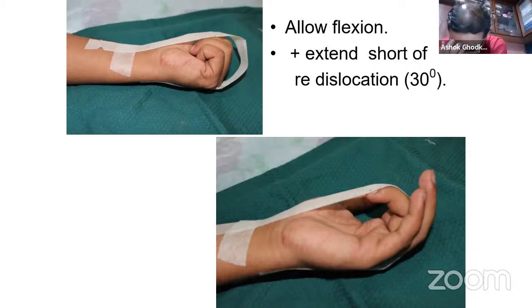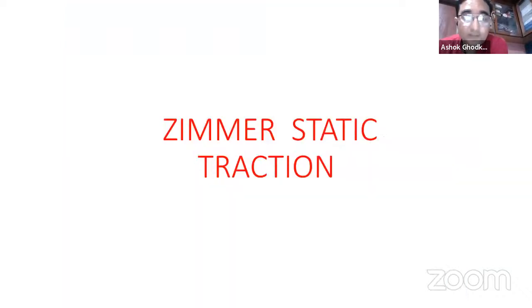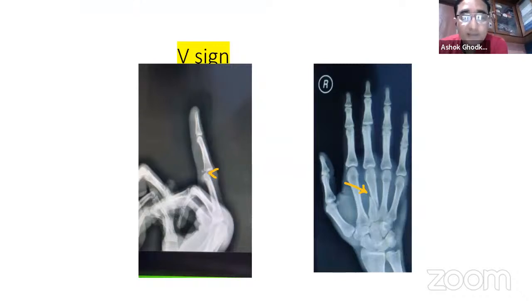Then there are some other methods where the patient doesn't keep this, then there is something called extension. These are all splinting methods, but this is only done when the fracture dislocation is made. Zimmer static traction, we are using nowadays whenever the patient presents early.